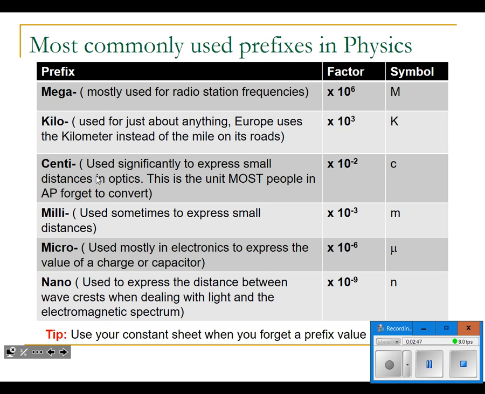Centi is something small, and it's typically used in optics. We use that more actually in AP2 than we do in AP1. But this is the unit most people forget to convert in AP. And then milli is sometimes used to express really small distances. Micro is used when we talk about electronics and charges, so we'll talk about that. And nano is used when we're talking about distances between wave crests, when we talk about light in the electromagnetic spectrum. Again, light in the electromagnetic spectrum is primarily used in AP Physics 2, not AP Physics 1.